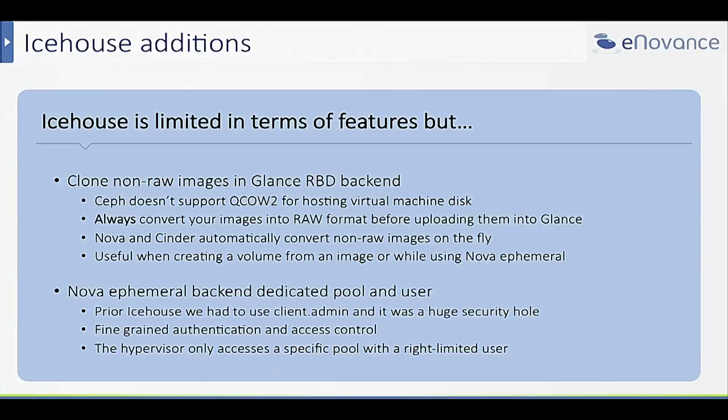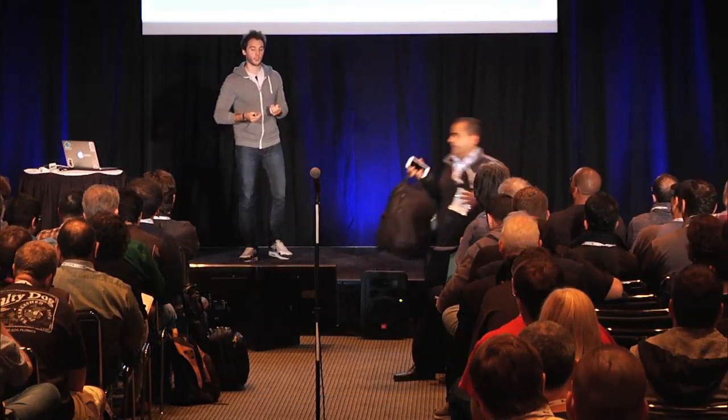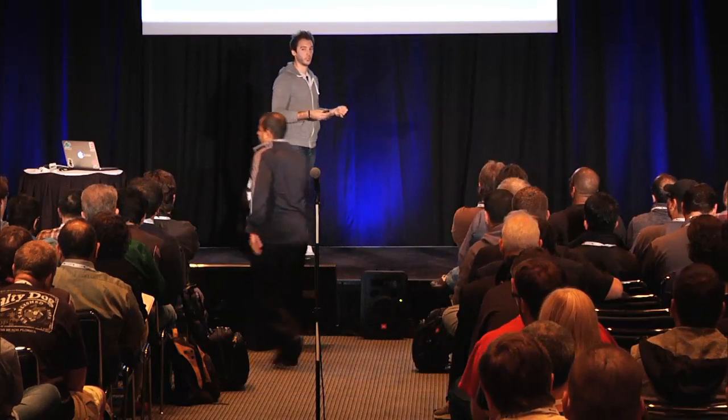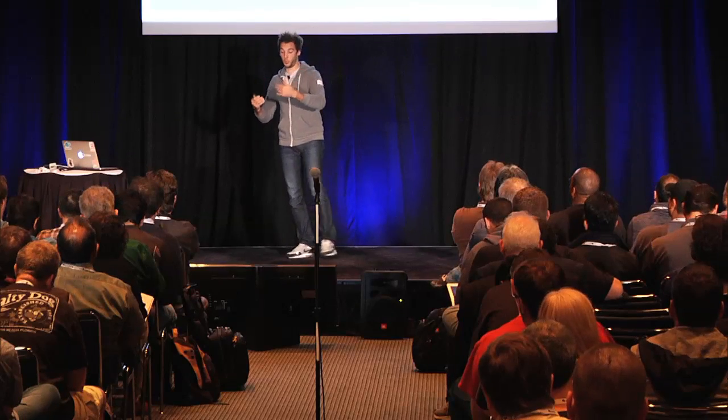So basically, you always need to upload raw images into Glance so you can take advantage of the copy and write cloning. It was somehow a problem because from a public cloud perspective, you can't really force all of your users to upload raw images. So we had to find a workaround for this.